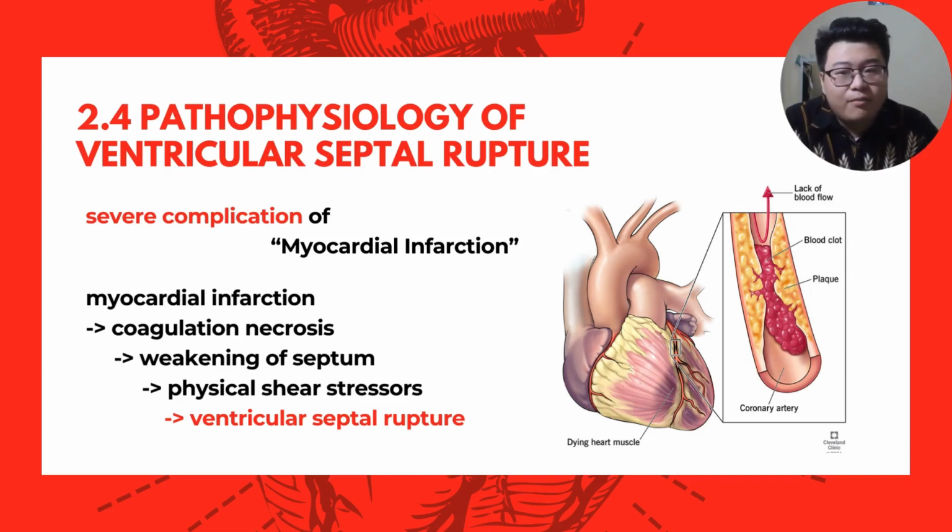So, how can myocardial infarction cause VSR? Myocardial infarction can cause coagulation necrosis, and this coagulation necrosis causes weakening of the ventricular septum. We also have other stressors, especially physical shear stressors. These two combined, weakening of the septum and physical shear stressors, can cause ventricular septal rupture.